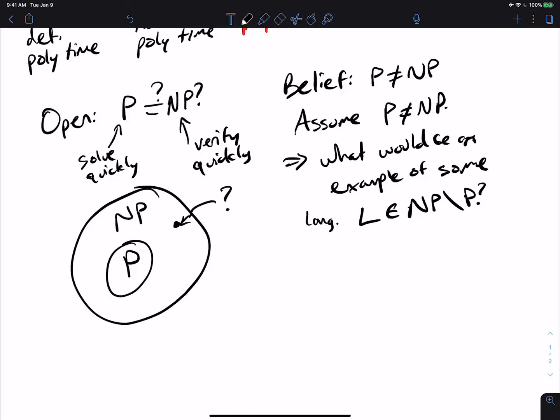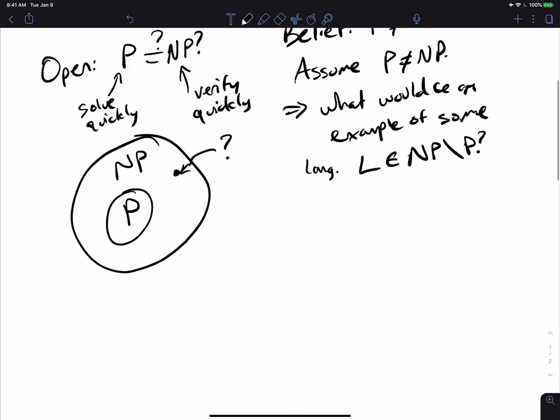What we would want to characterize such a problem as is, in some sense, the hardest problem in NP, whatever that means. If we can somehow formalize the notion of what a hardest problem actually is, then that would be a good candidate for a problem that is in NP but not P.